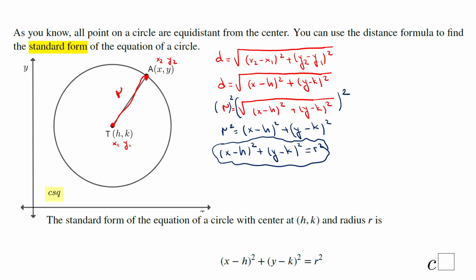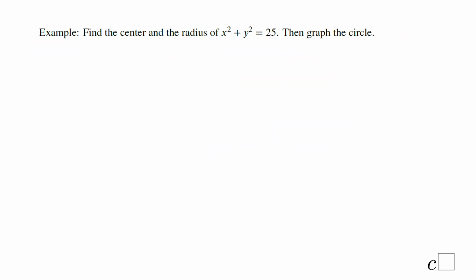You see it down here also. Very important, the center is at h and k, the radius is r. Those are the things you need to know about a circle to write the equation. So let's see the first example here. We'll find the center and the radius of this circle, then graph the circle.